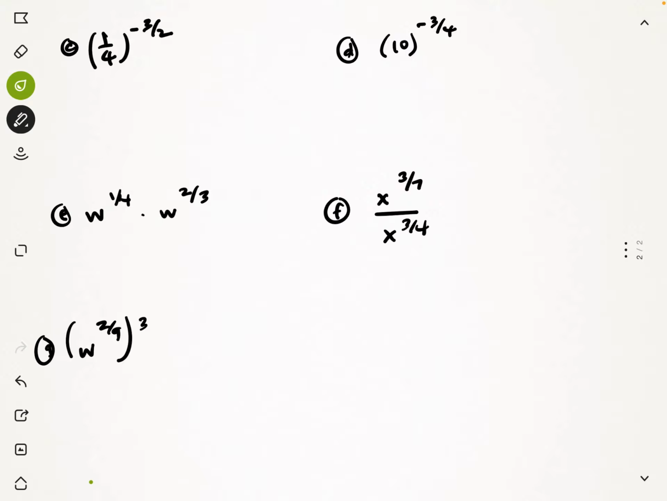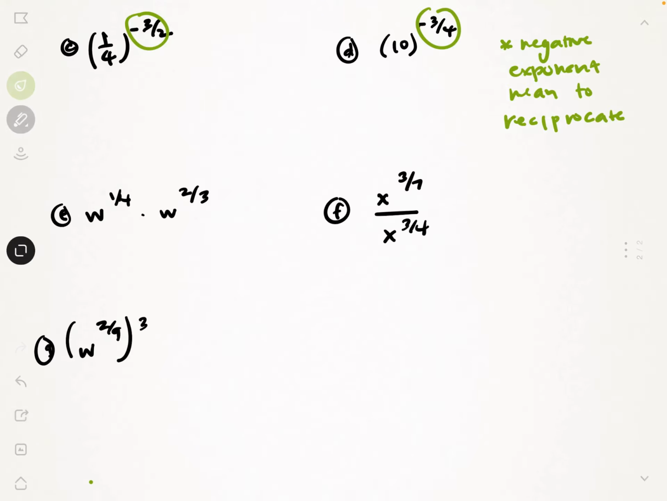Okay, for the next couple of examples, we're dealing with negative exponents. The thing to remember with negative exponents is that negative exponents mean to reciprocate. What that's telling us to do is rewrite this as the reciprocal. So the reciprocal of 1/4 is 4. I no longer need the negative sign, but my exponent stays at 3/2.